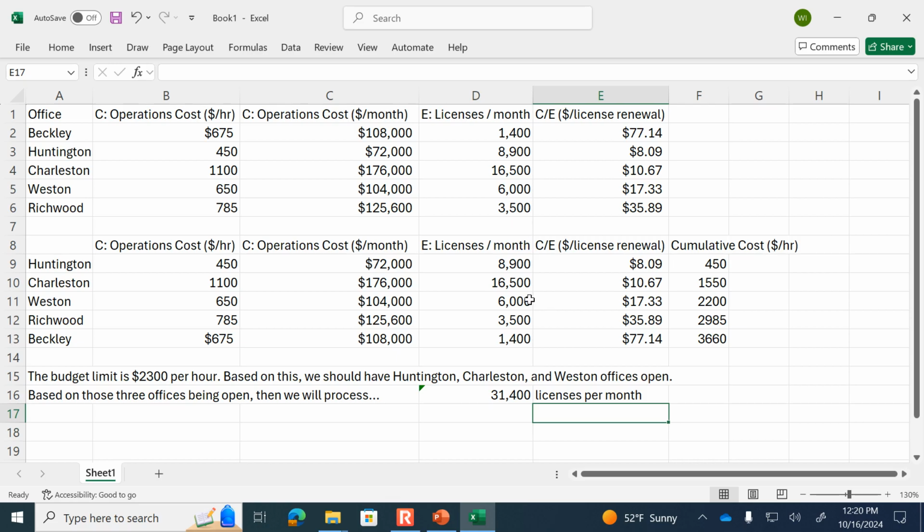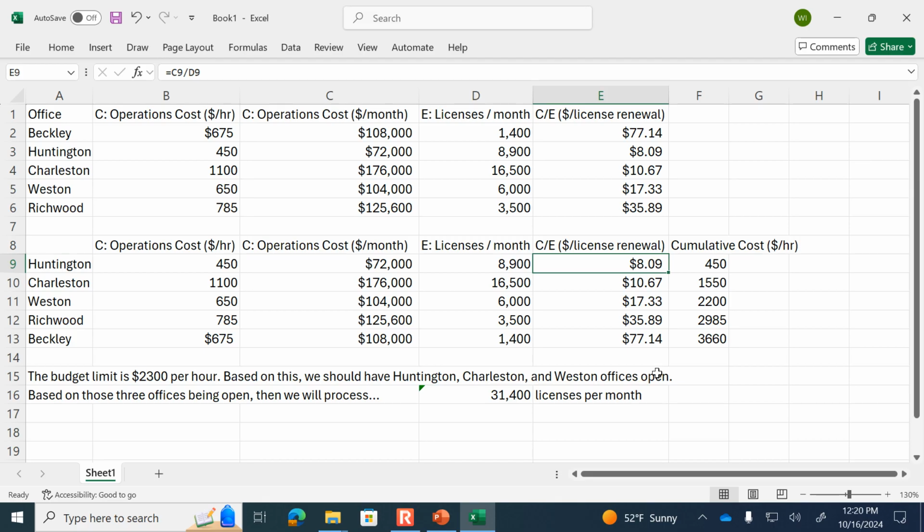So no other combination would be greater than that. Like if we had Huntington, Charleston, and Richwood, then we wouldn't be maximizing the amount of effectiveness. So the key here is to sort the data based on the most efficient at the top, meaning the minimal cost per effectiveness, and the least effective at the bottom.